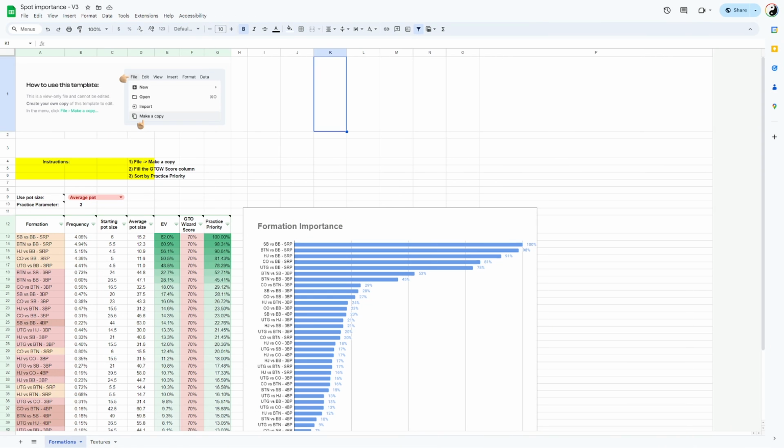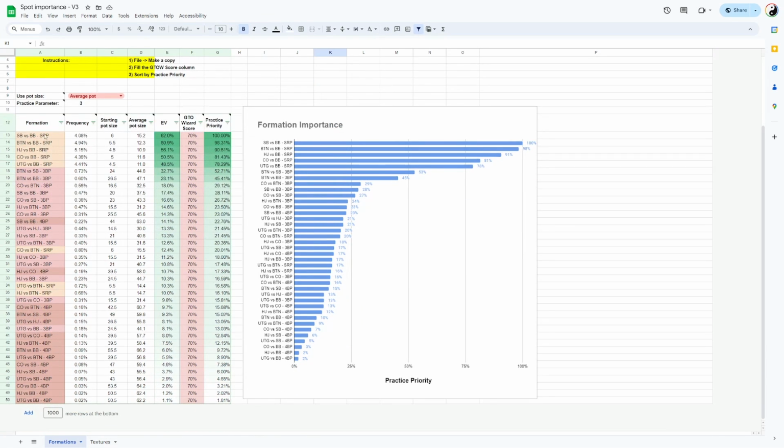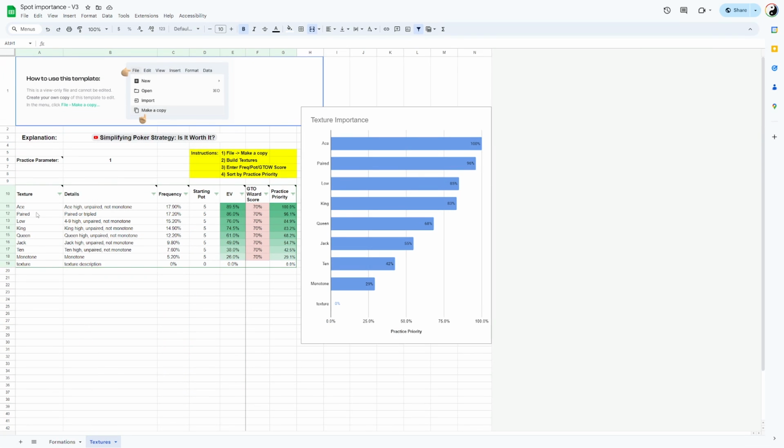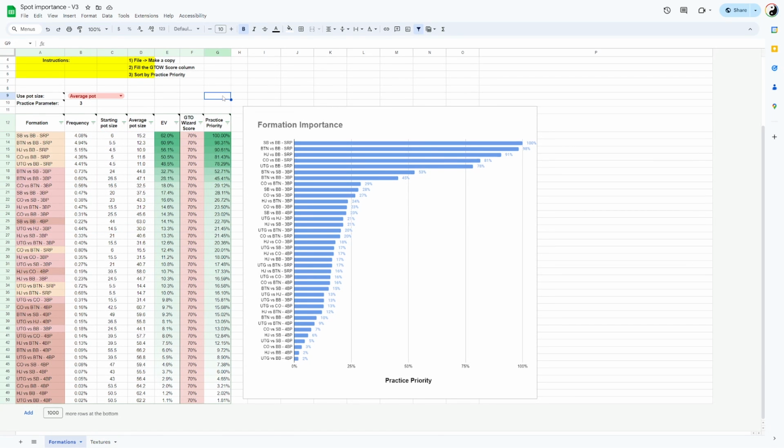You can also watch some of my previous content where I've shown you how we can use math to break down what the most important formations are and what the most important textures are. This is, again, just a nice simple way to prioritize the most important spots first and develop an actual quantifiable system for what spots you should be studying first.